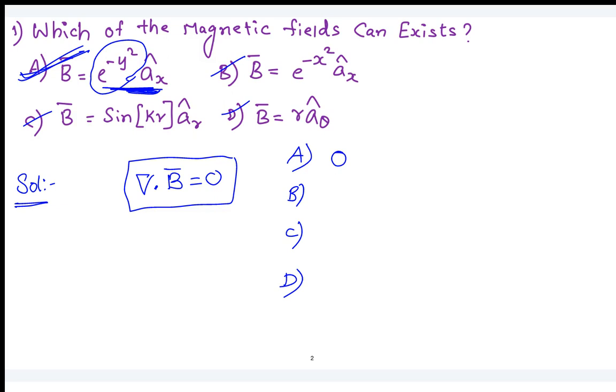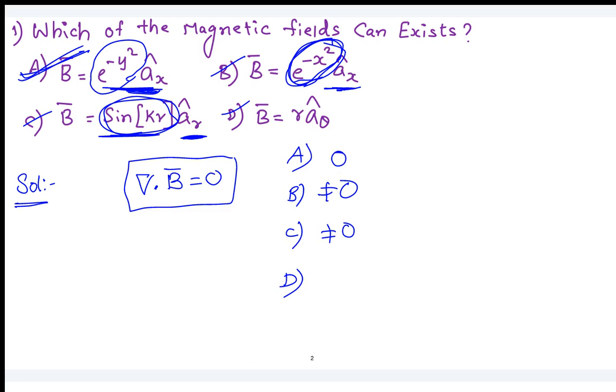You can see here, differentiating the second one, e power minus x square with respect to x, you are going to get a finite value because this is also a function of x. So in that way you can eliminate it without differentiating. The Ax coefficient is a function of x, so when you take the divergence, it will be non-zero. In the same manner, here you can see there is an Ar coefficient with sin kr, which is also a function of r. When you differentiate the Ar coefficient, you will obviously get a non-zero quantity in spherical coordinates.